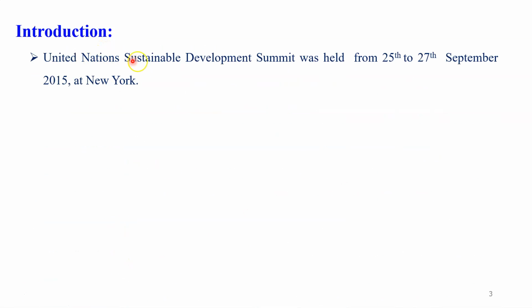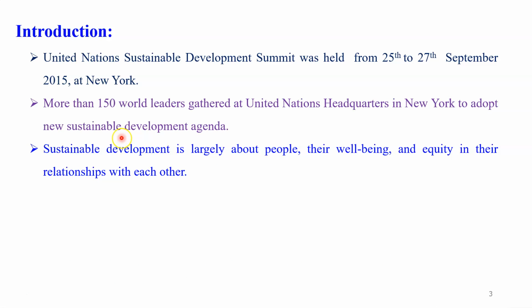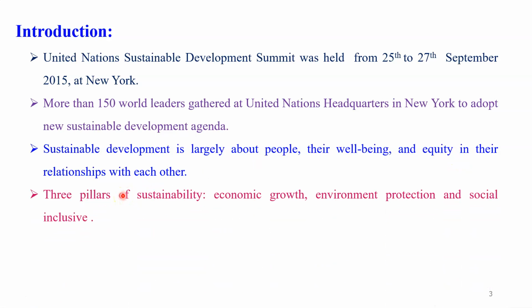Dear student, the United Nations Sustainable Development Summit was held from 25th to 27th September 2015 at New York, and you know that New York is a very important city of America. More than 150 world leaders gathered at the United Nations headquarters in New York to adopt the new sustainable development agenda. Dear students, sustainable development is largely about people, their well-being and equity in their relationship with each other. And if you want to achieve sustainable development, cooperation from each and every country is very important.